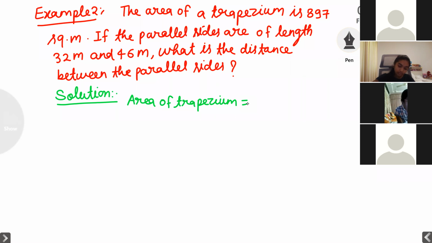In this question he has given area of trapezium equals 897 square meter. Solution: area of trapezium equals 897 square meter. Next, if the parallel sides are of the length 32 meter and 46 meter, it means the value of A and B. Students, any trapezium question is coming, you have to draw the figure 100%.